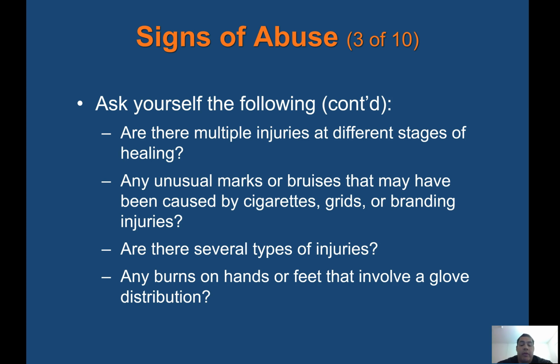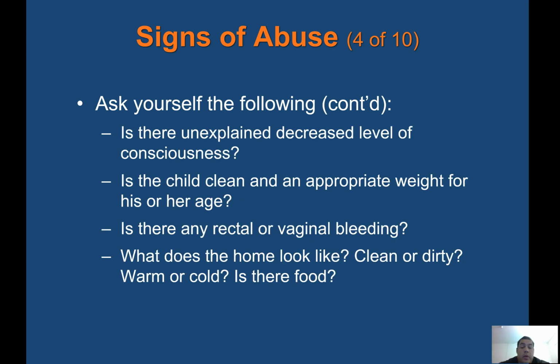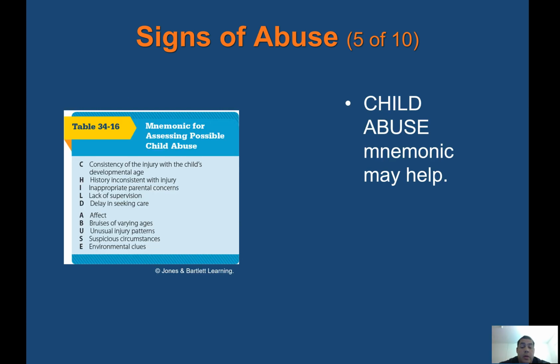Any burns on hands or feet that involve a glove distribution? Is there unexplained decreased level of consciousness? Is the child clean and an appropriate weight for his or her age? Is there any rectal or vaginal bleeding? What does the home look like? Clean or dirty, warm or cold? Is there food? A child abuse mnemonic may help. You guys can go over this table.